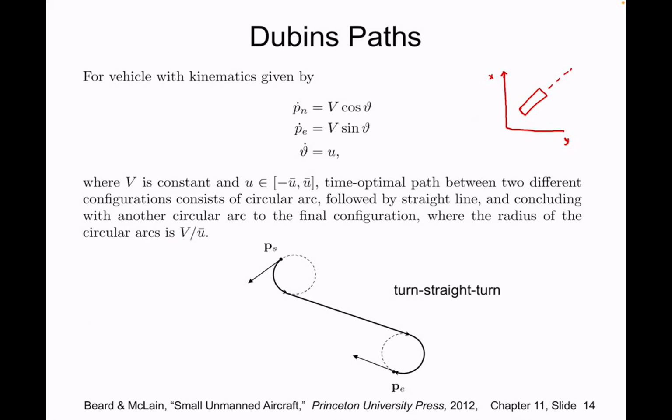In that particular case, you will have the velocity in the north direction and the velocity in the east direction, and you can define the control u, which is nothing but theta dot. So you can define x position, x velocity, y velocity, and the angular rate at which the orientation is changing. This is nothing but the yaw rate of the vehicle.